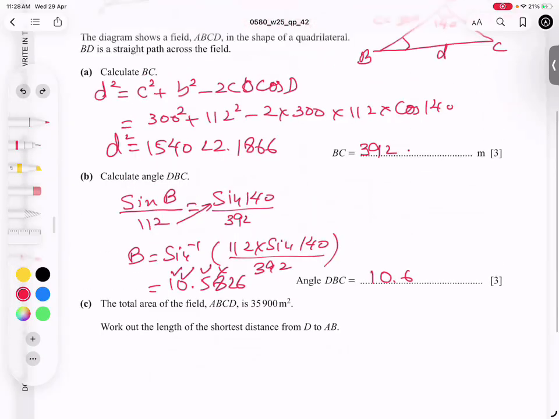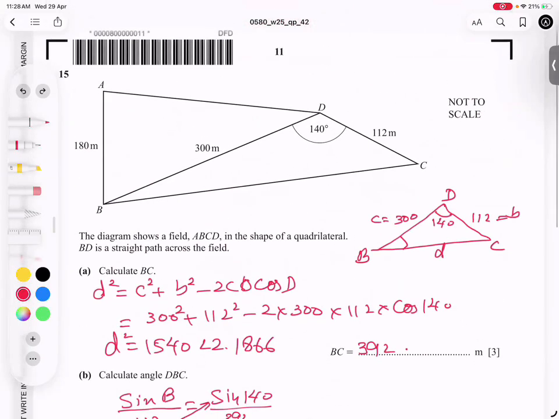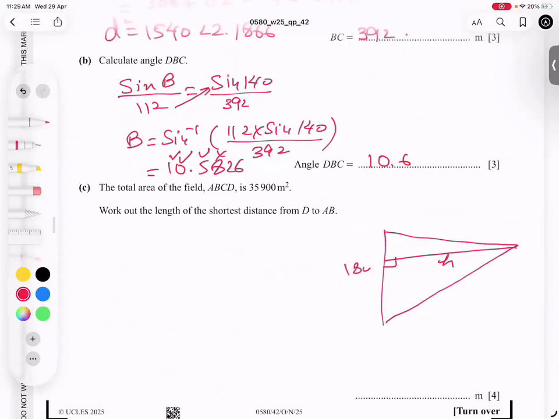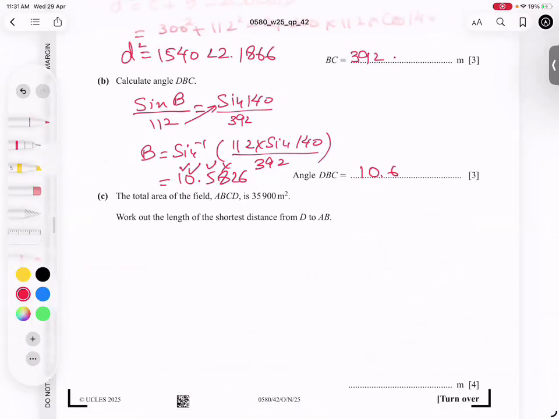D to AB means, students, I will draw a perpendicular. This is what I need to find, and this 180 is given. So I'm going to make this diagram, and we have the area. Base is this, height is this. I'll use another technique this time. So this is the diagram, and this is the height. I'm writing height, and there's 180 from here till here.